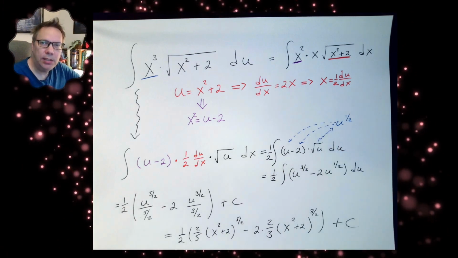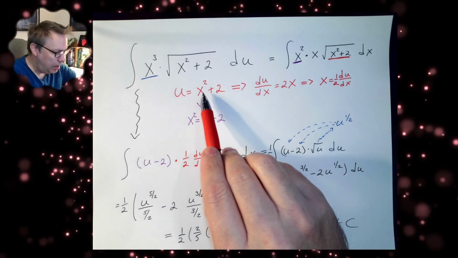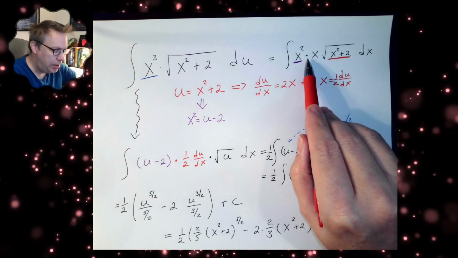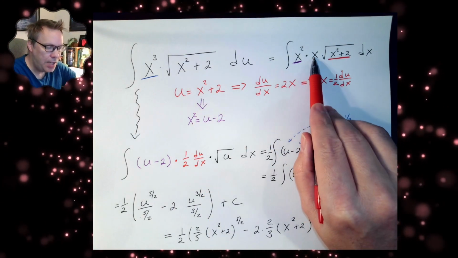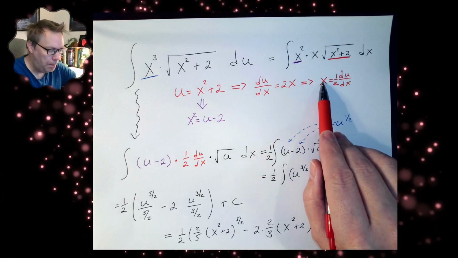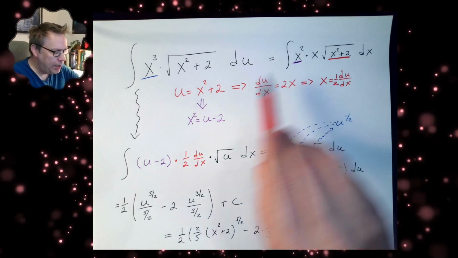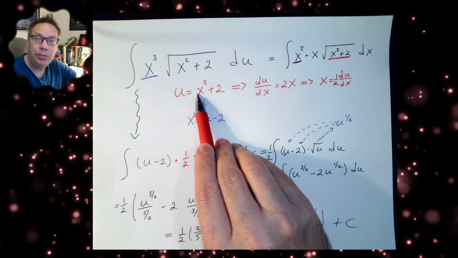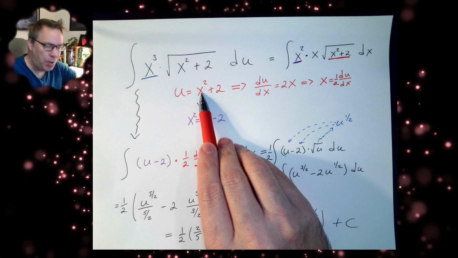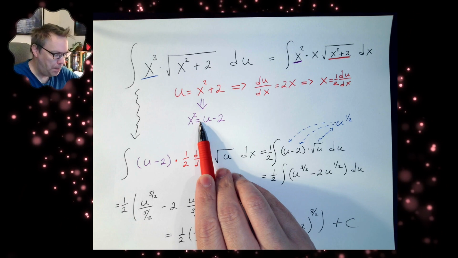So what you have to notice here, and this is why it's more complicated, is that x cubed has an x squared in it. In other words, x cubed is equal to x squared times x. This x, I'm going to replace with this eventually. But what do we do with the x squared? Well, if I go back to my original idea for the u-substitution, I can solve for x. If I subtract 2 from both sides, x squared becomes u minus 2.